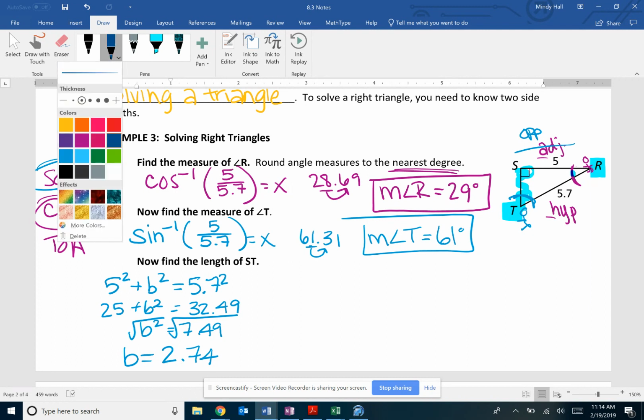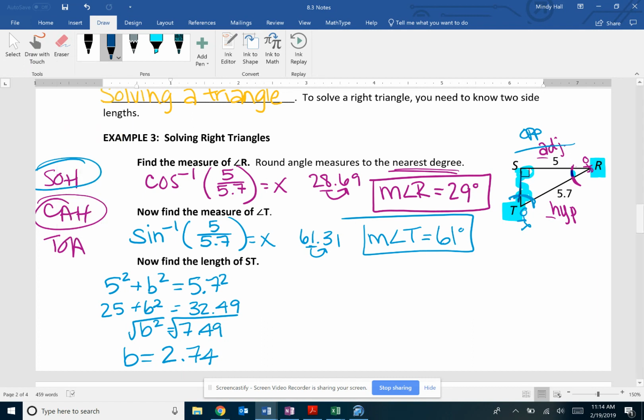If I used trig, I would just have to pick one of the angles. So let's say I picked angle T. Still going to look from that angle. Angle T is 61 degrees, and ST is adjacent to that. So then that would be cosine. So cosine of 61 equals adjacent that I don't know over 5.7. So then you'll multiply both sides by 5.7.